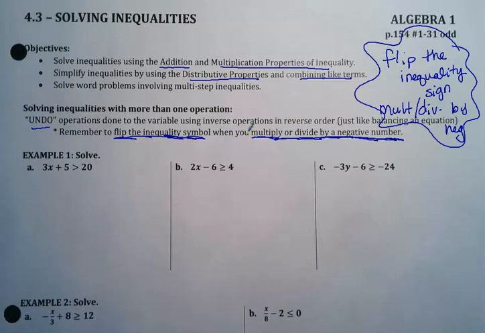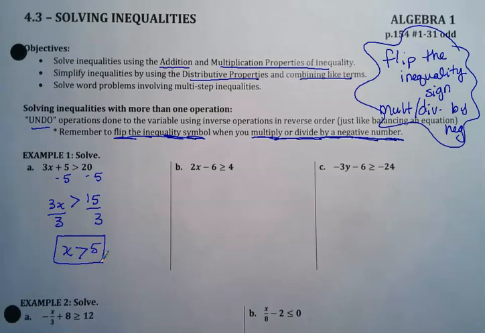Example 1, 3a. Hayden, let's have you do this one. We subtract 5 from both sides. Okay. Which would give us 3x is greater than 15. Okay. Then we divide by 3 on both sides. Was that a negative number? No. No, so we're good. We get to keep this sign. So then x is greater than 5. Perfect.